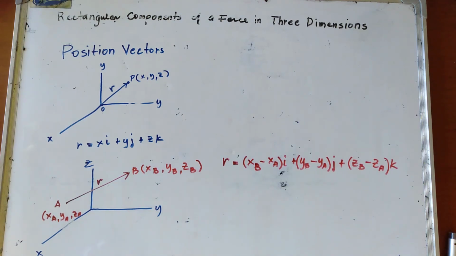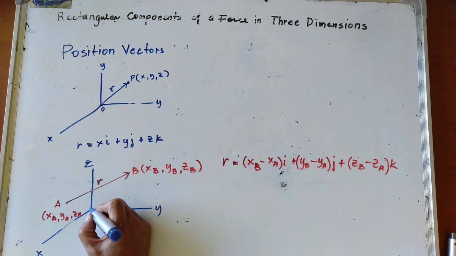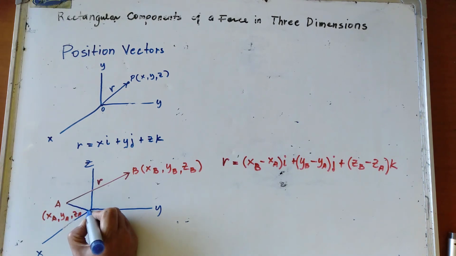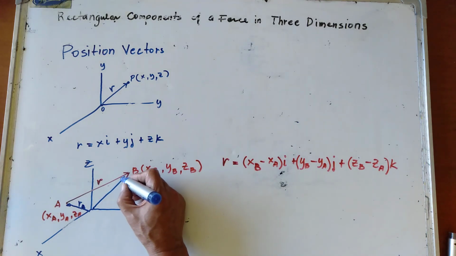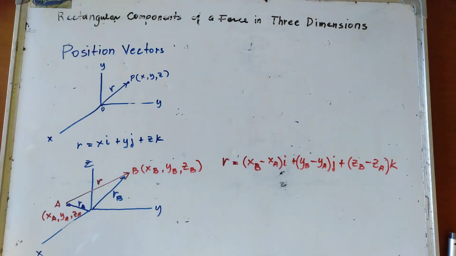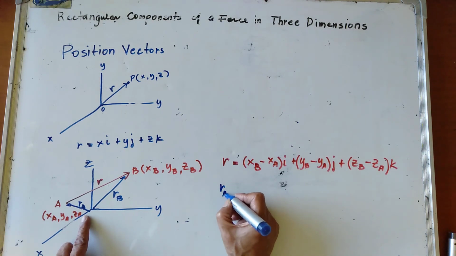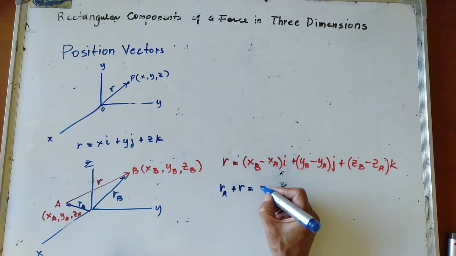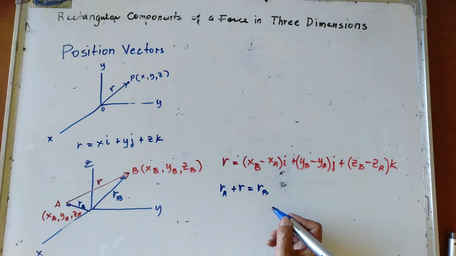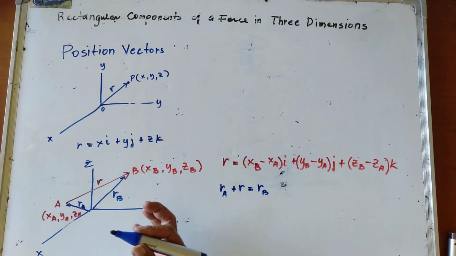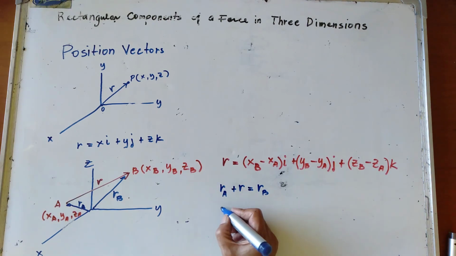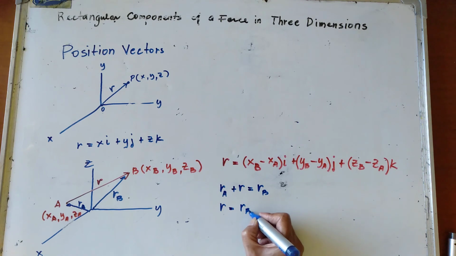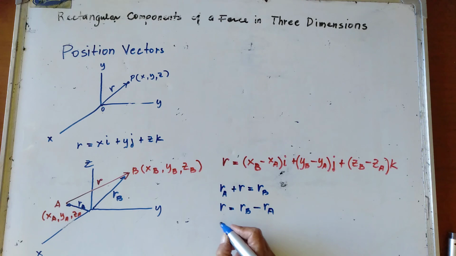If position vectors are introduced from the origin to the tail and to the tip of that vector, I'm going to consider that this one is the position vector R sub A, and this one is the position vector R sub B. So the position vector R A plus the position vector R is equal to R B. Try to recall your vector addition from before. So R is equal to R sub B minus R sub A.